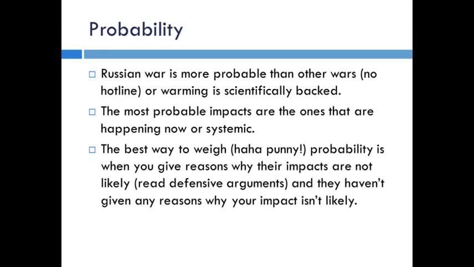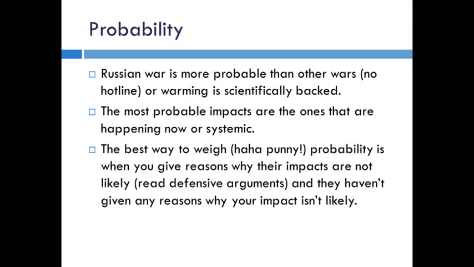And finally, probability. One thing you should know is that Russian war is more probable than other wars, because there's no hotline, or that warming is scientifically backed. These are things that are inherently more probable. The more probable impacts are the ones that are happening now or systemic. So actually, the most probable impacts are things like poverty, where we know that poverty is happening. We don't need to hyperbolize about some abstract internal link scenario. We know that it's happening. So those are the things that are most probable.